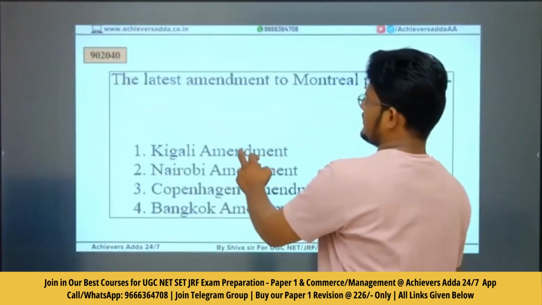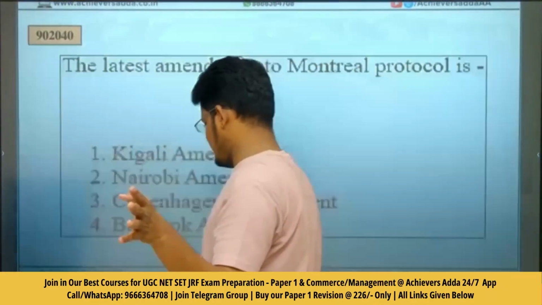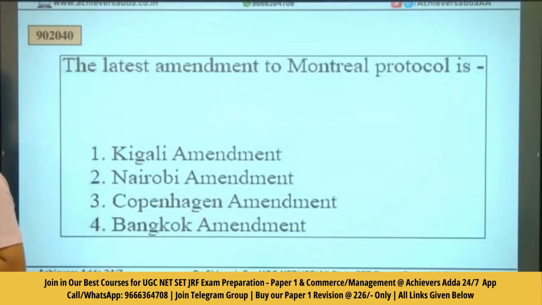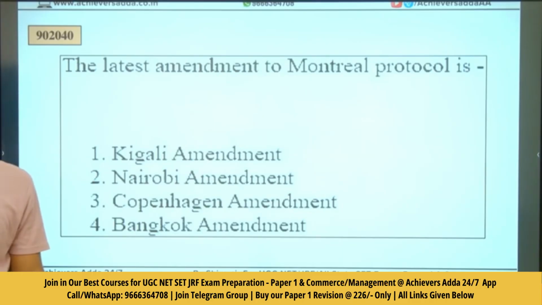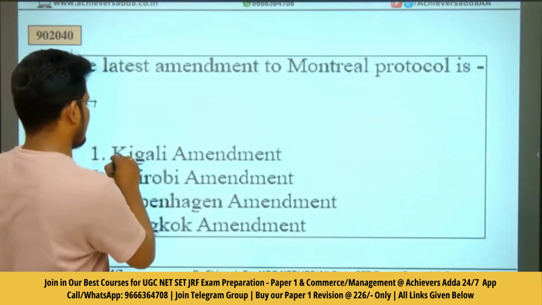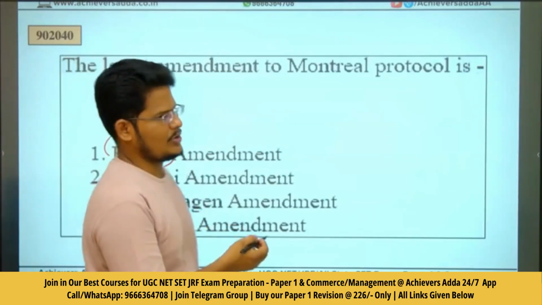The latest amendment to the Montreal Protocol, I have stated in the case of Copenhagen 1992, where we made it wrong. I have clearly explained. It is not Copenhagen, it is some other amendment. You should answer it correctly now. The amendment which has been implemented is the Kigali amendment. Kigali amendment, which is for the Montreal Protocol.